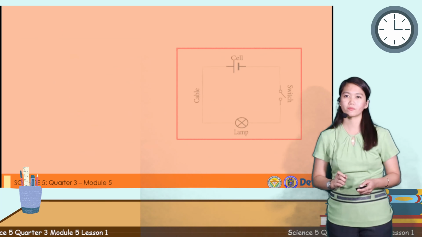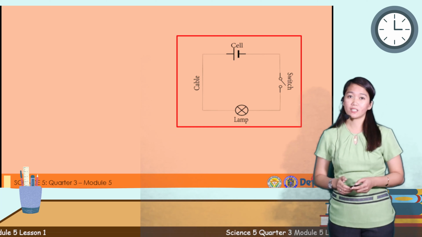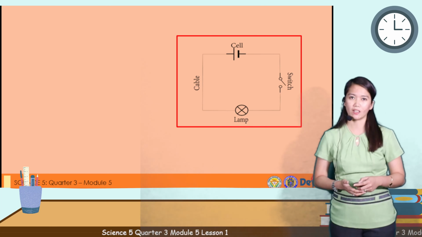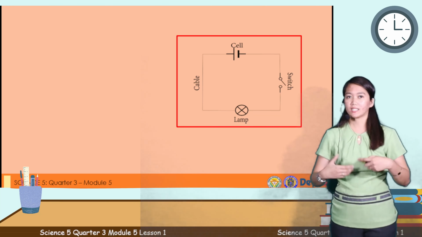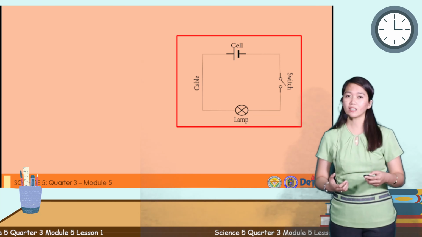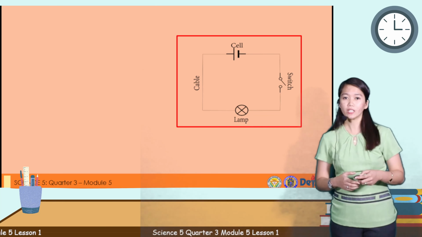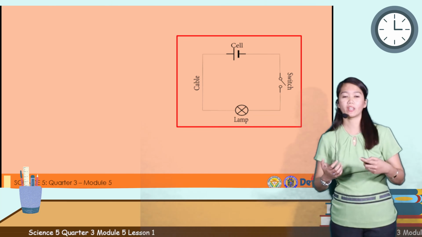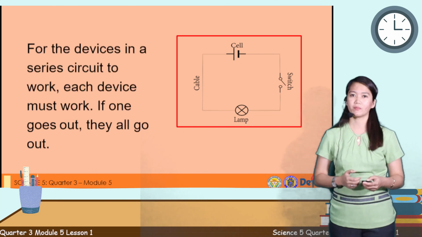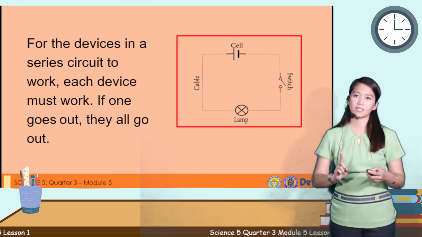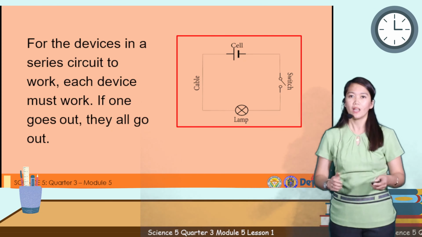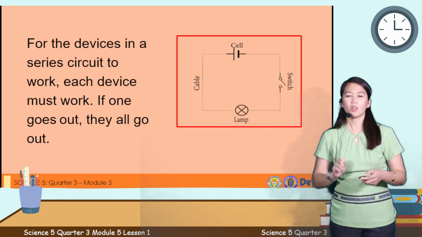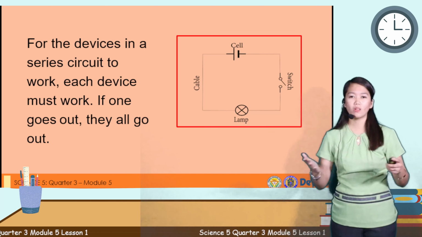Okay, so this is a figure or a picture of a series circuit. So we have there a cell or the dry cell. Next, we have the switch. Third, a lamp or bulb. And the last one, we have the cable or the connecting wire. Okay, so for the devices in a series circuit to work, each device must work. All of them must work. If one goes out, they all go out.